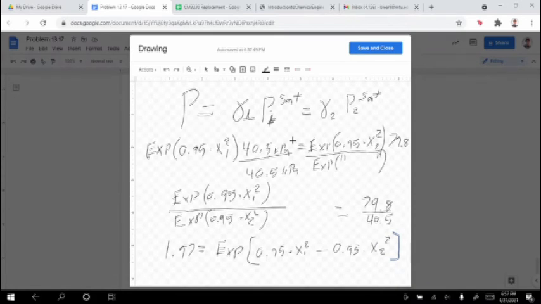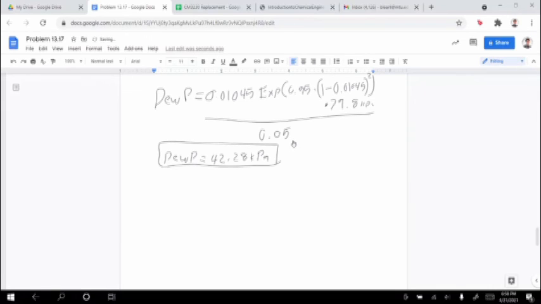And from here, we can use x1 plus x2 is equal to 1, sub in for this value right here, and we'll get 1.97 is equal to the exponential of 0.95 x1 squared minus 0.95 multiplied by 1 minus x1, squared. All right, and that's all that's left to do for that part.